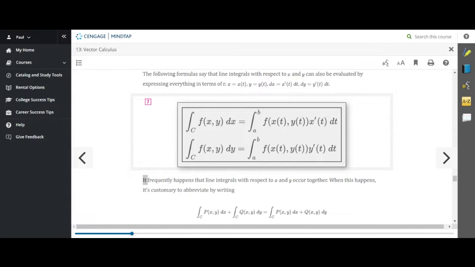Okay, so we're seeing some formulas that might seem a little strange, but they're not strange. We know why they're true. So, okay, let's continue on here.